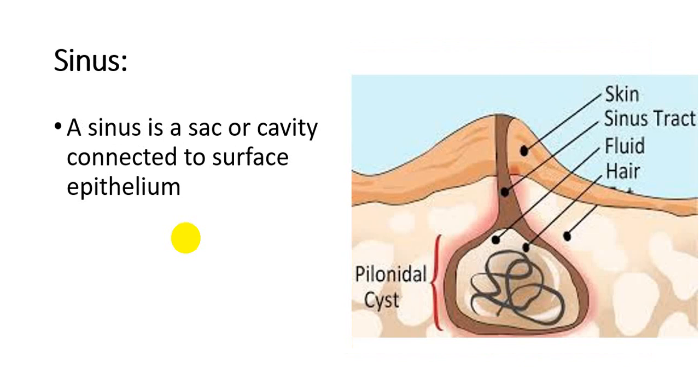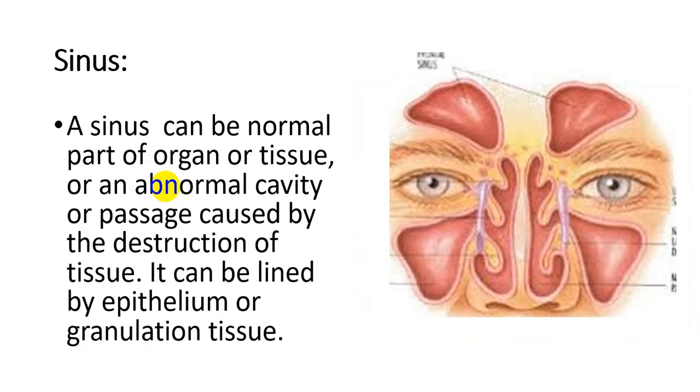Sinus. The sinus is a sac or cavity connected to the surface epithelium. The difference between the sinus and the cyst is that the sinus is connected to an epithelial surface. The sinus could be a normal part of an organ or tissue, for example, the paranasal sinuses. Or it could be a result of destruction of tissue.